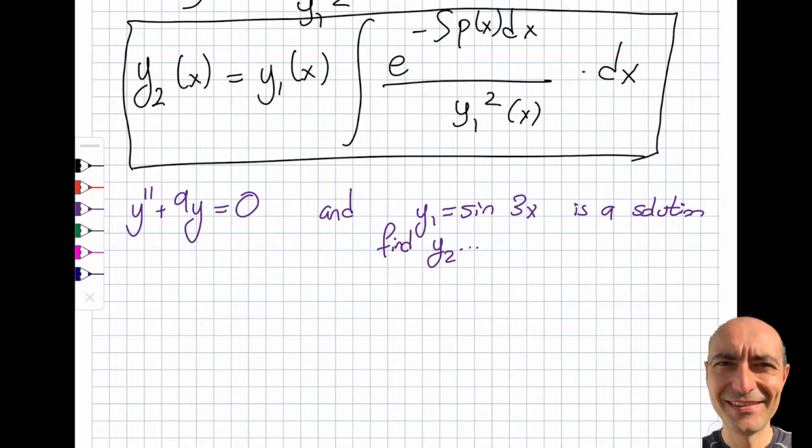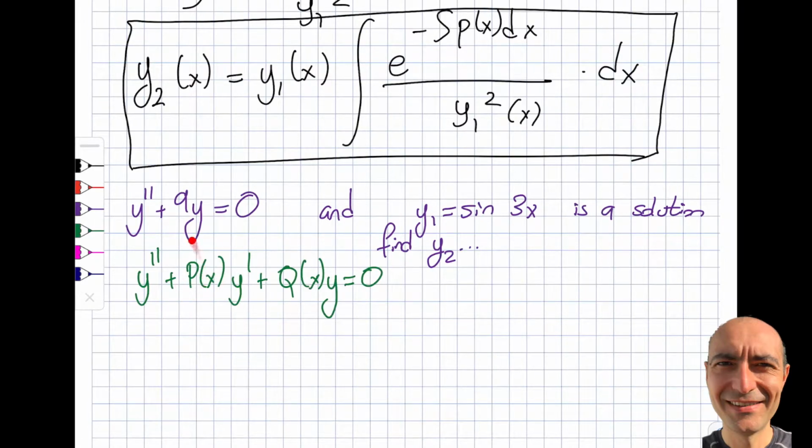Let me ask you this. What is p of x? It is plus 9, correct? That would be wrong. I'll give you 2 seconds or 5 seconds to think about why it's wrong. Because, let me write it, y double prime plus p of x y prime plus q of x y is equal to 0.